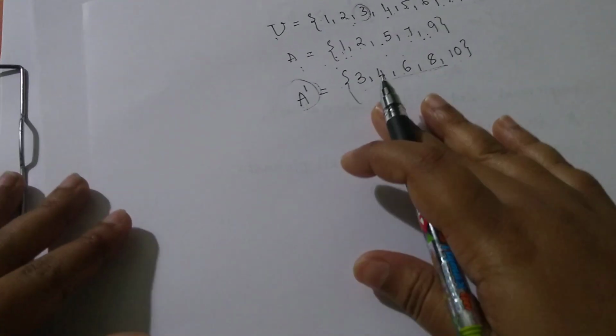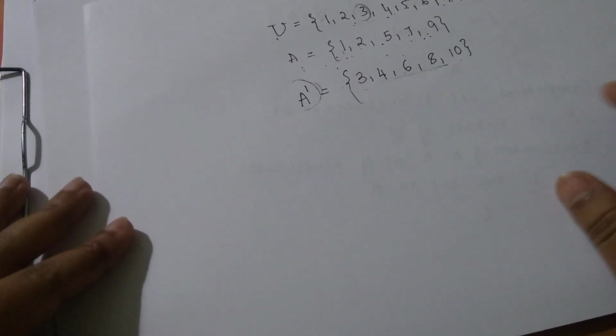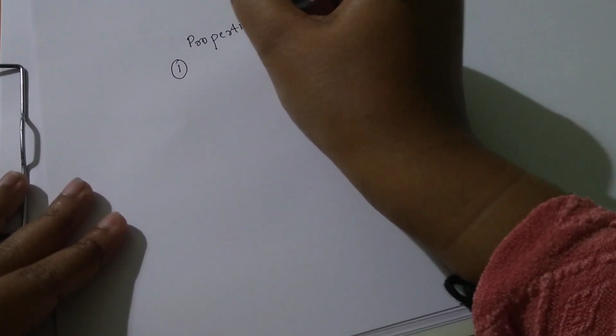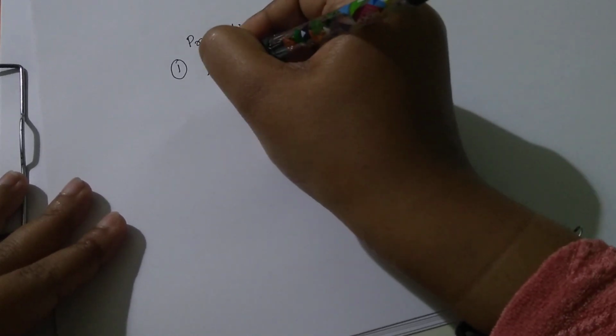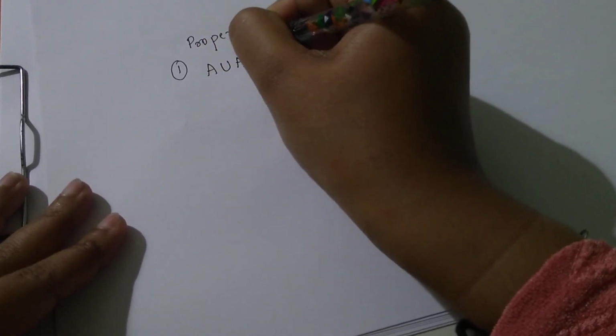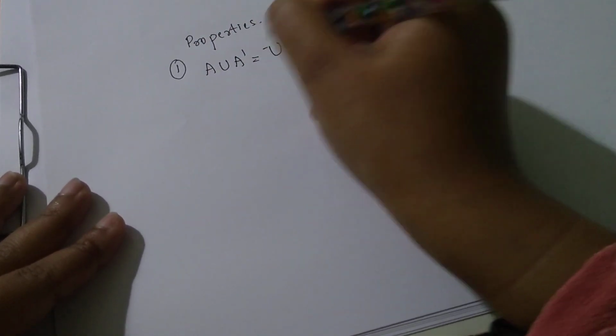Okay, we have a few properties regarding this universal set. So now let me tell you one by one the first property we are going to study. The first property is: A union A dash is equal to the universal set.